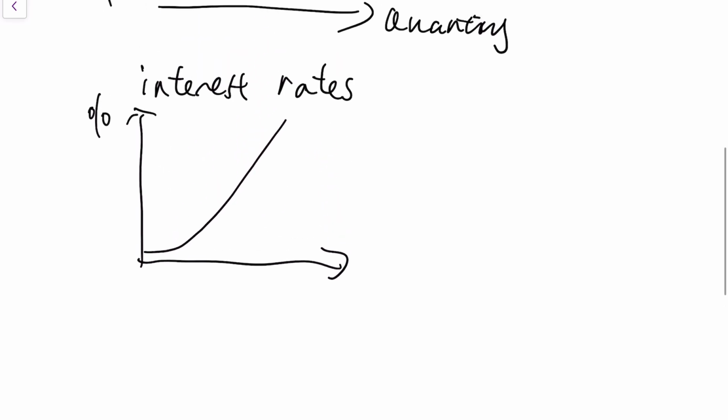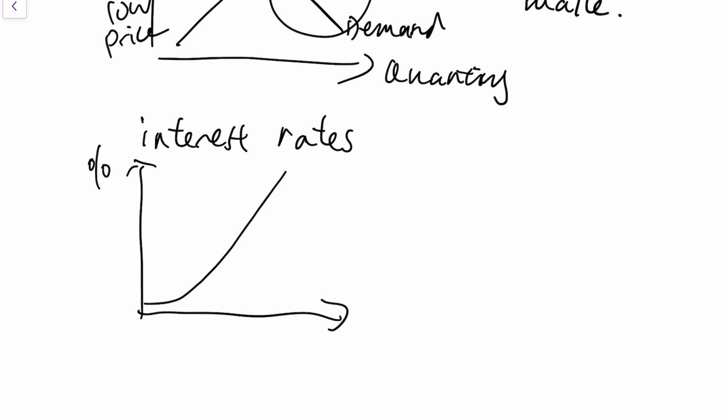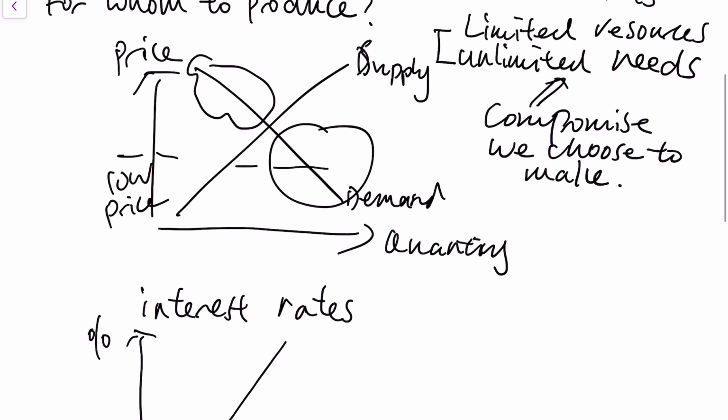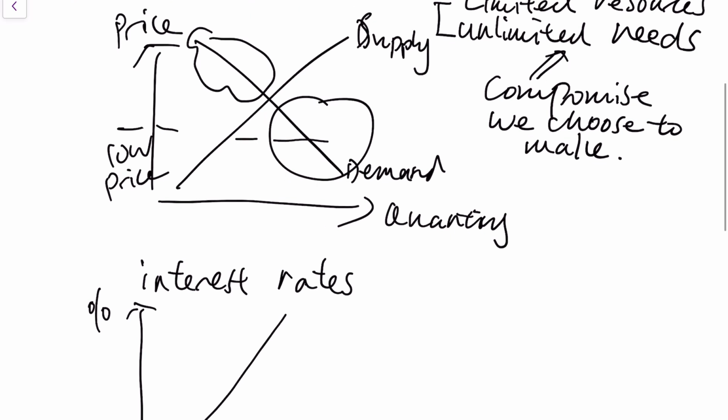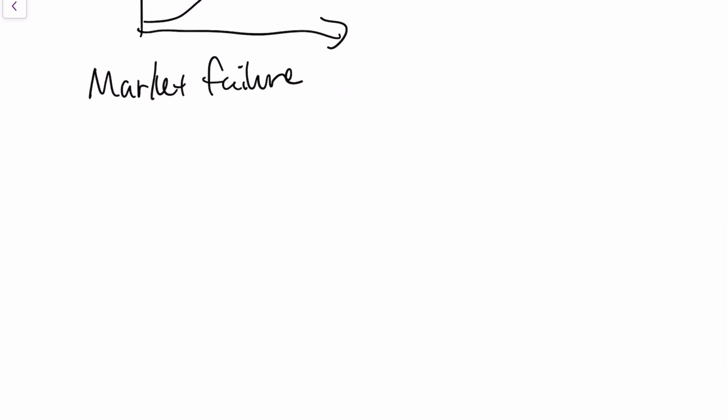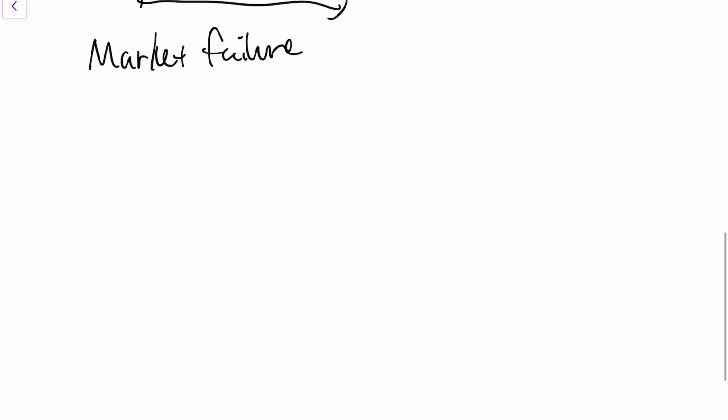And sometimes, although we have just discussed before that the market is very efficient at allocating scarce resources, sometimes the market can also fail. So this is called market failure. There are some types of market failure. I think the most famous one, and the one you will be studying in Economics Unit 3-4, is called externality.